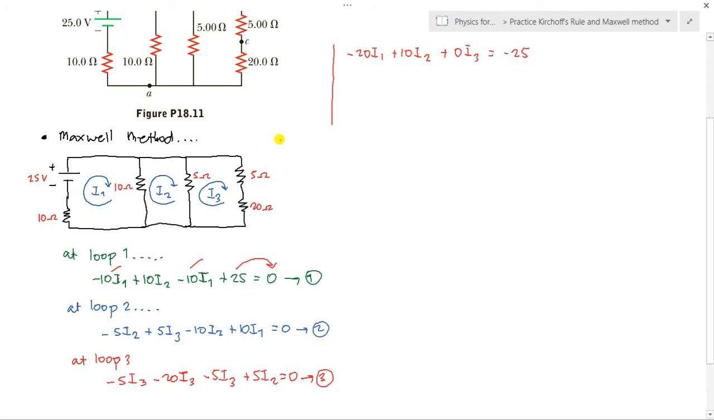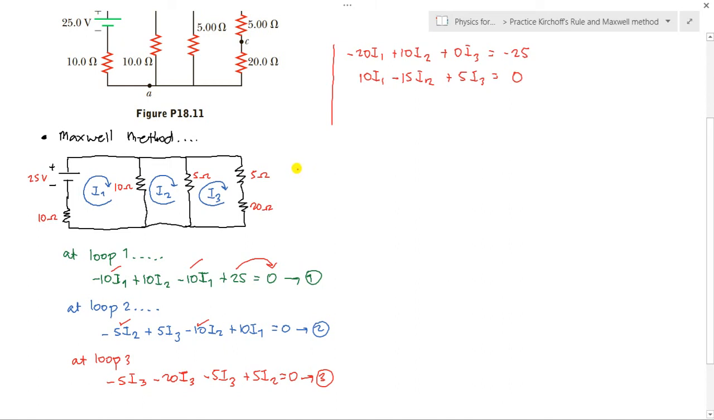Next, second equation. We have I1 of 10, so that is 10 I1. Next, si I2, ato ni combining negative 10 and negative 5, we have negative 15 I2. Next, for I3, we have 5. So, we have plus 5 I3 is equal to 0.